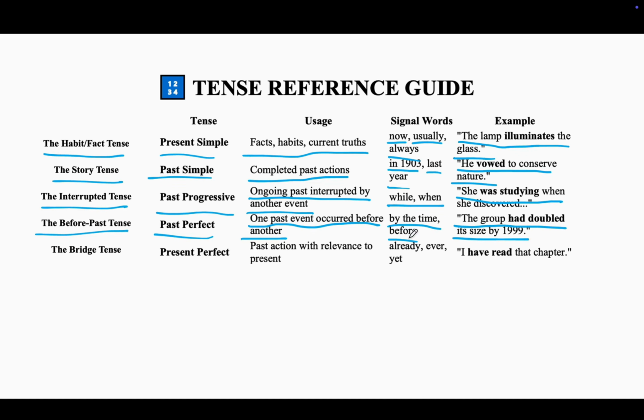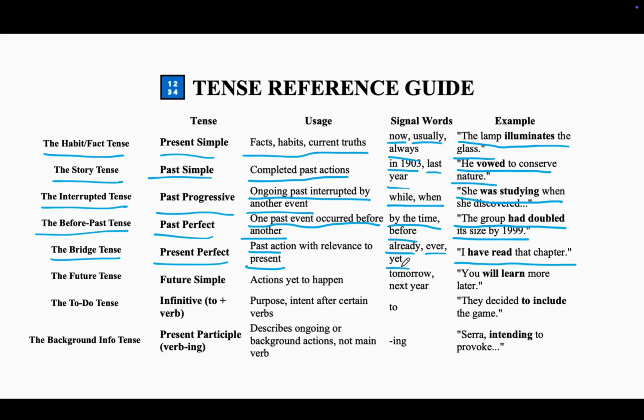Next up is present perfect, or the bridge tense. The reason I call this the bridge tense is because it connects the past to the present, past action with current relevance. For example, I have read that chapter. So you have read it, however, you're mentioning it now as it still matters now, and you'll sometimes see words such as already, ever, or yet. So for example, I have read that chapter already.